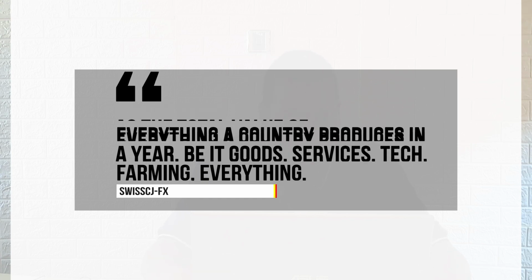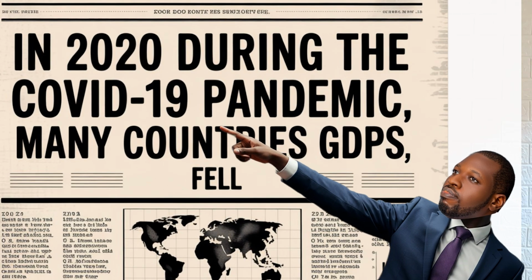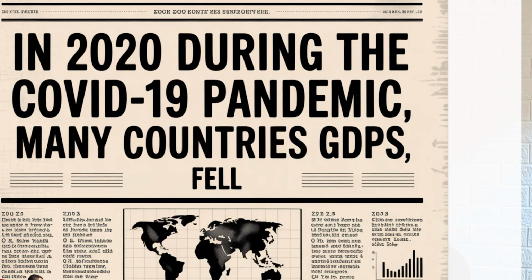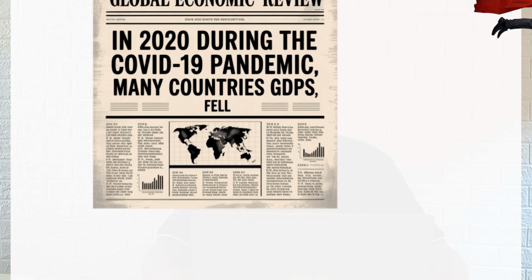For instance, in the year 2020, during the COVID pandemic, many countries' GDP fell, but by 2021, the US and China pulled off strong GDP rebounds, making their currencies strong as investor confidence returned.